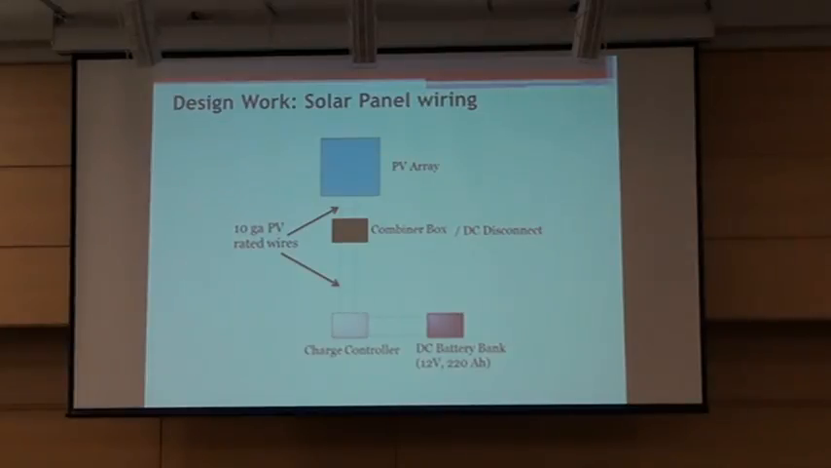The solar panels were wired with 10-gauge PV rated wires, sorry. The wires go into the combiner box where the 3 PV panels were wired in parallel. The combiner box also holds 3 20-amp breakers for my DC disconnect. The wires then go to the charge controller, which keeps the battery at optimal charge capacity. The battery bank is 2 6-volt batteries wired in series and has a capacity of 220 amp hours.